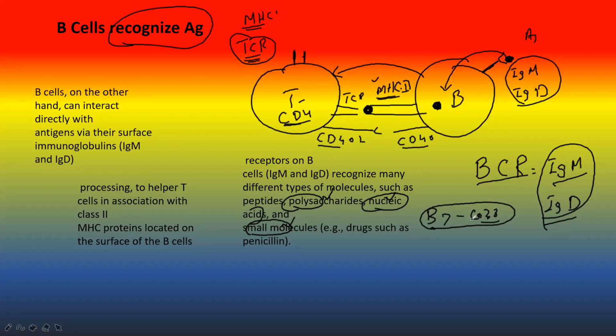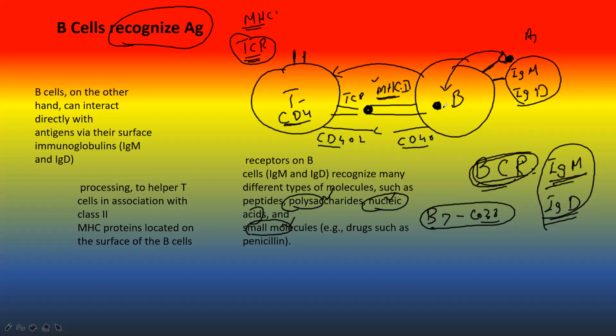But in the case of B cell, you can see the B cell receives antigen directly. What are the B cell receptors? They receive antigen with the help of IgM and IgD. Clear? So these two antibodies act like the B cell receptor. Understand? They act like the B cell receptor.